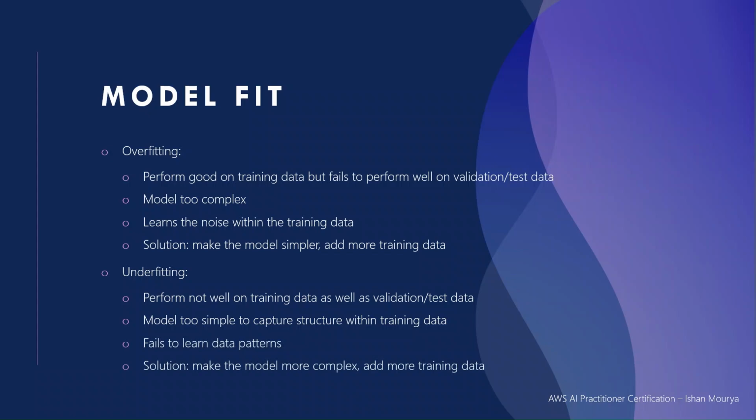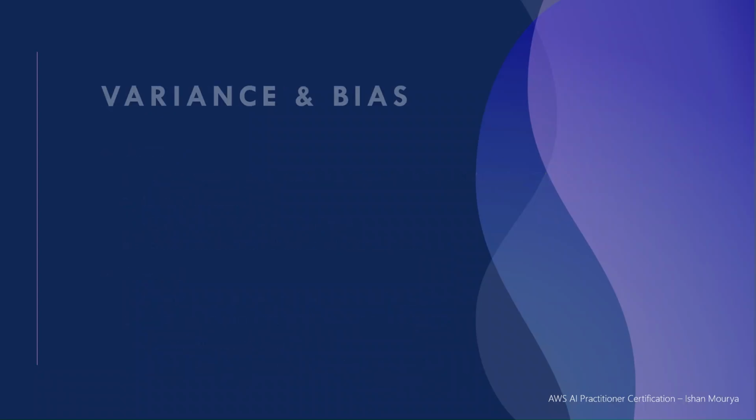In this case, the solution would be making the model more complex. Adding more training data can help in this case as well. But just adding training data might not help. You have to make the model more complex so that it's able to make the relations between your data and the expected output. Okay, so that's about the model fit. Now, a very important concept is variance and bias, and it is related to your model fit.